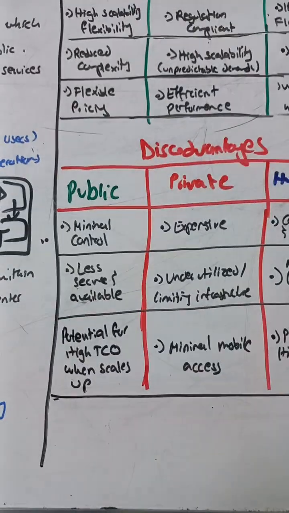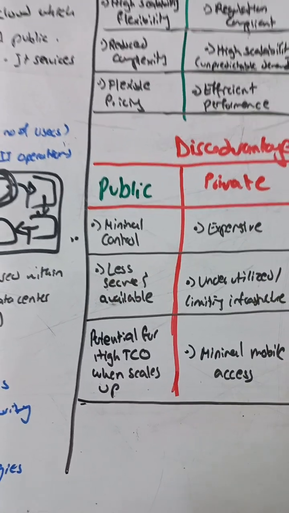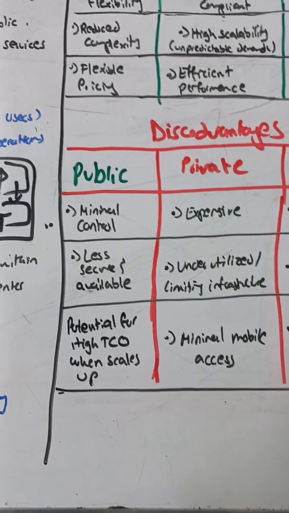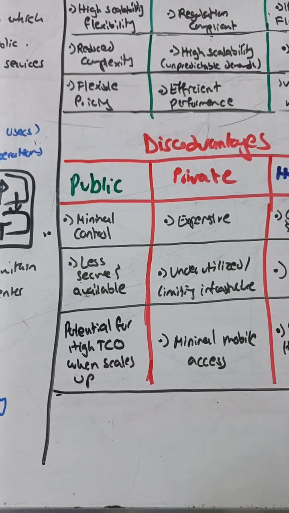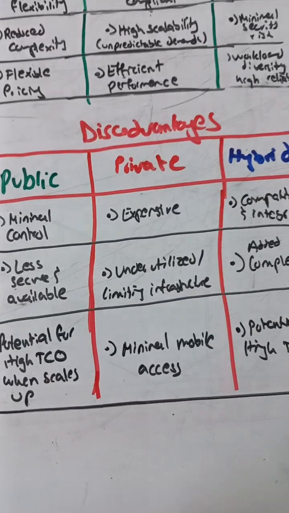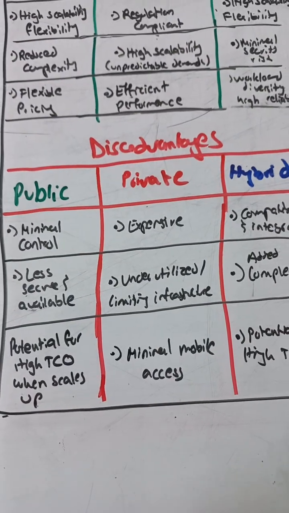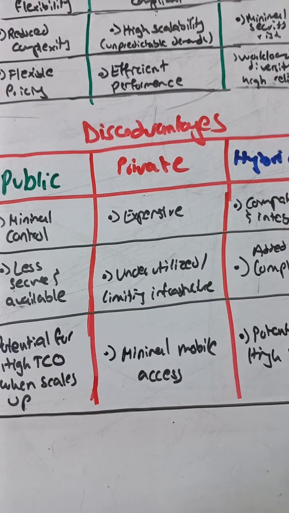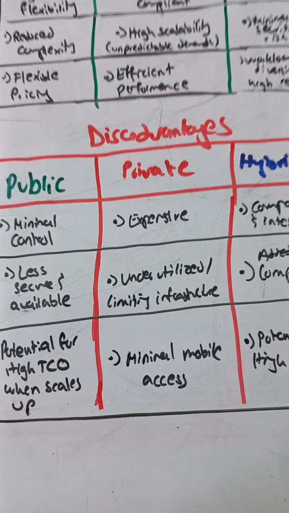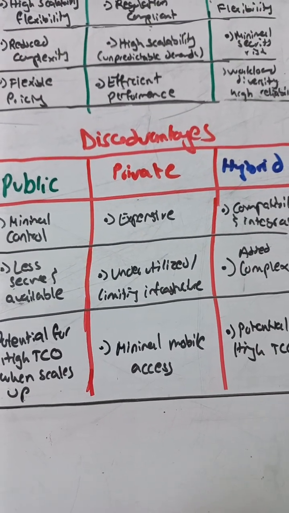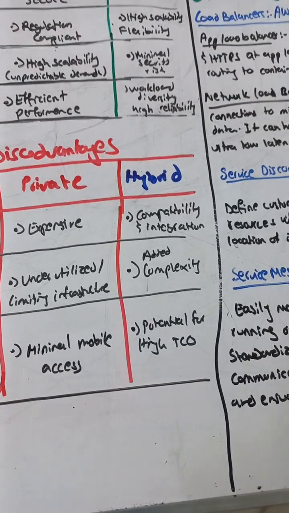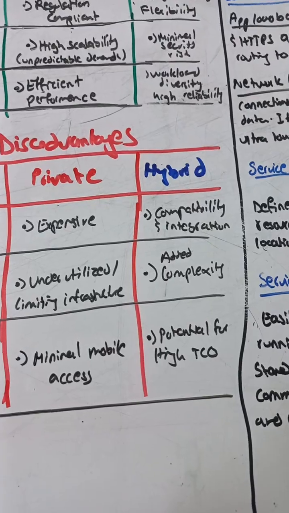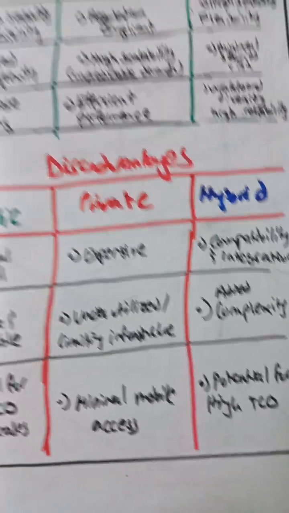For disadvantages, public has minimal control. It is going to be less secure and it has potential to have high TCO because of scalability. Private is expensive. Sometimes your resources are going to be underutilized. Sometimes you don't have money to upgrade your resources, and sometimes you're going to have minimal mobile access. For hybrid, it's very complex to use. It has compatibility and integration issues, and it has potential of high TCO.